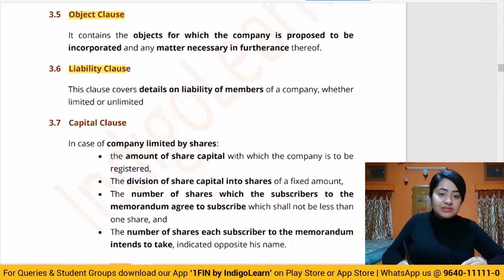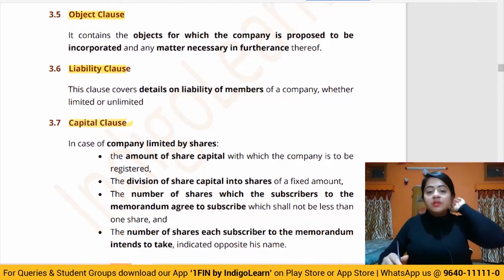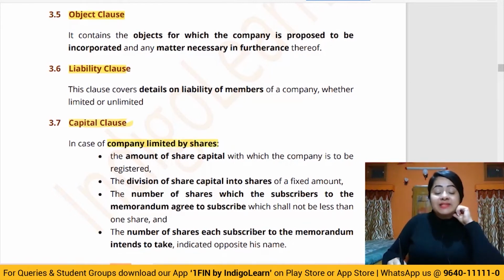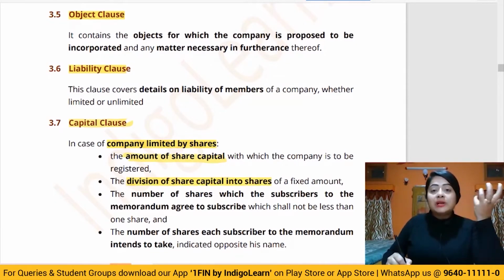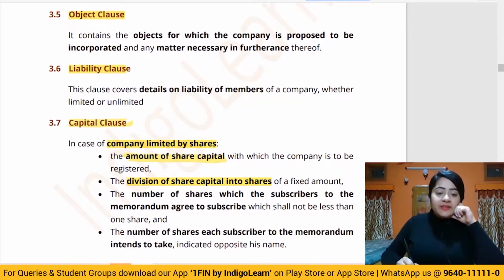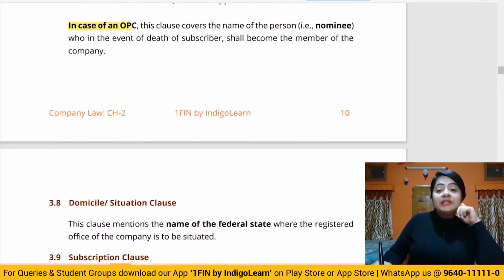Next is the capital clause. What is the capital clause? Here the details of the capital of the company are going to be stated. So if it is a company which is limited by shares, then how much is the total share capital of the company? How is that share capital divided into shares? How much is the total number of shares? What is the valuation of the shares, right? Then how many shares are held by different subscribers to the Memorandum of Association? That is going to be stated here also. In case of a one-person company, the details of the nominee will also be stated here in the capital clause, right?